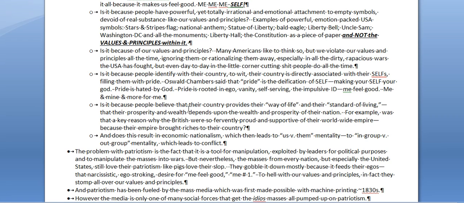Is it because people believe that their country provides their way of life and their standard of living? Yeah. Right? They're committed to their country because their country is going to benefit them. They don't want Russia to benefit. They don't want Germany to benefit. They don't want England to benefit. They want their country to benefit, because that's going to benefit them. Don't tell me people don't think like that. That's exactly how they think. Exactly why so many people want tariffs. My country against that country. Let's have a trade war.